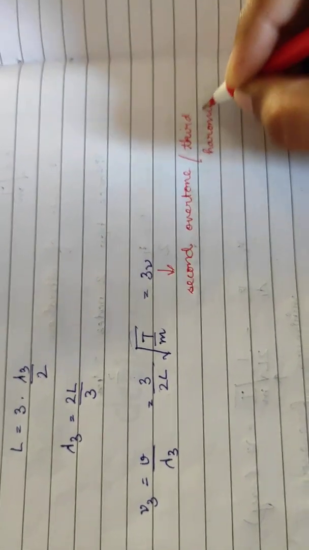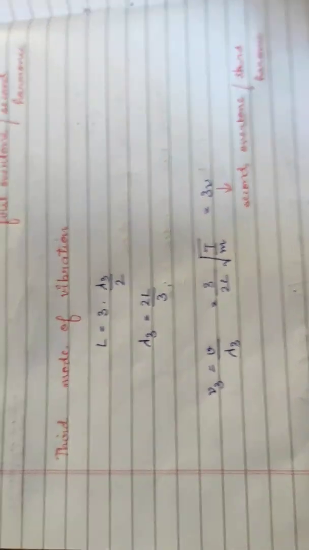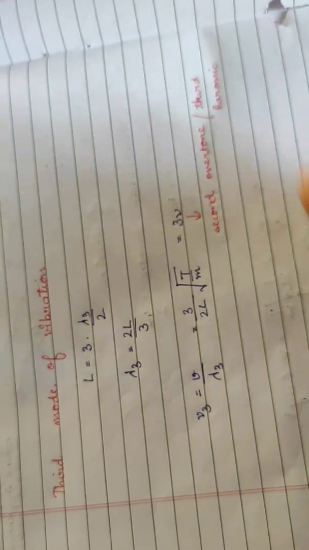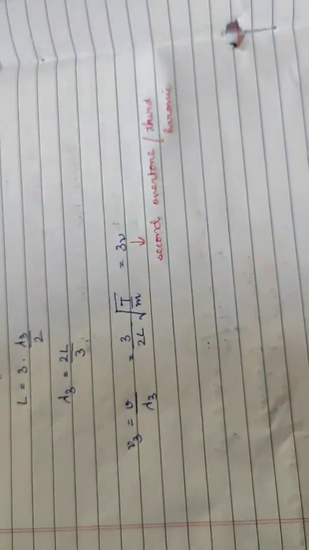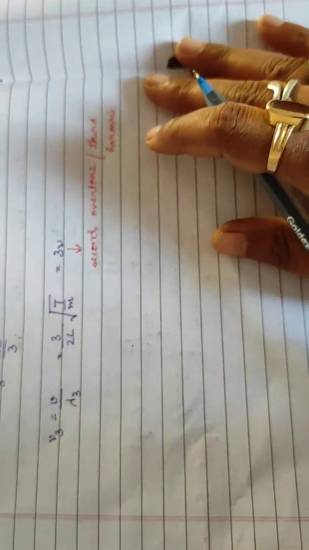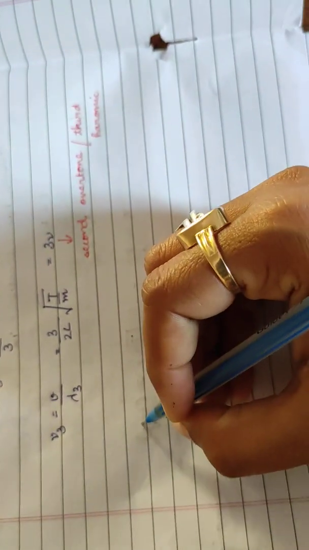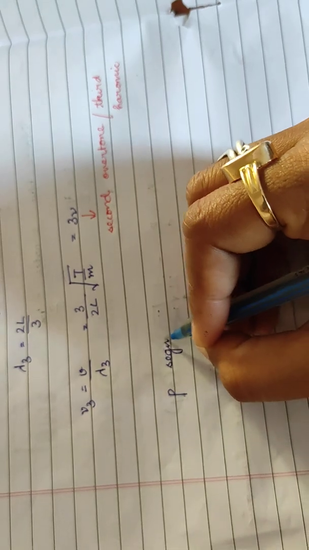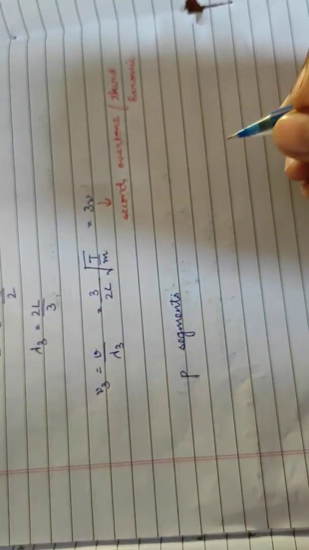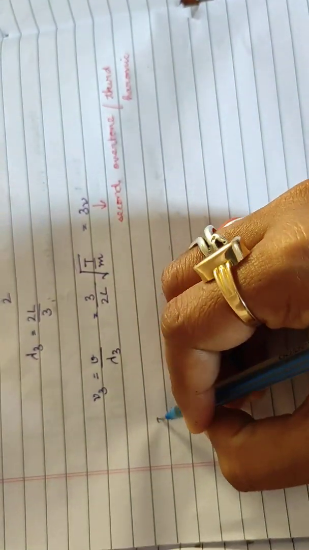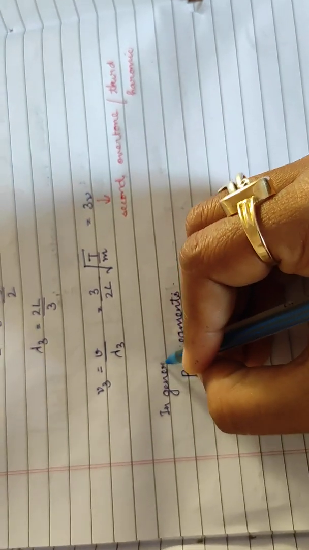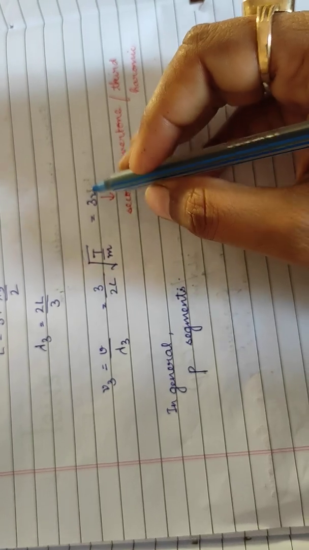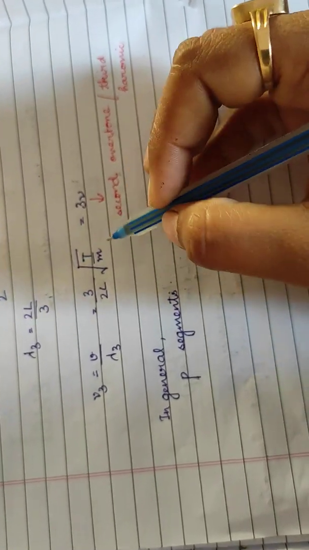Fine. Now we have seen the frequency of vibrations for 3 modes. Okay. Now in general, suppose a string vibrates in P segments or N segments, anything you can suppose here. Suppose the string vibrates in P segments, then in general, as you can see, we are getting this in terms of nu, and nu is equal to 1 by 2L under root T by M.